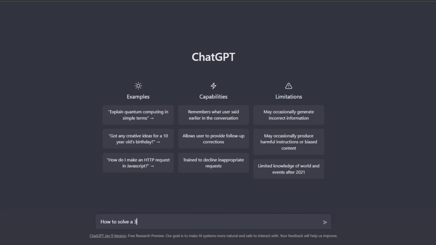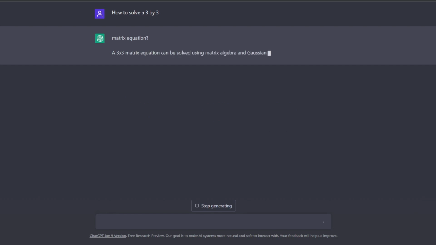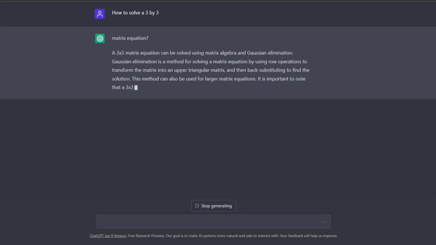How to solve a 3 by 3 matrix equation. A 3x3 matrix equation can be solved using matrix algebra and Gaussian elimination. Gaussian elimination is a method for solving a matrix equation by using row operations to transform the matrix into an upper triangular matrix, and then back substituting to find the solution. This method can also be used for larger matrix equations.